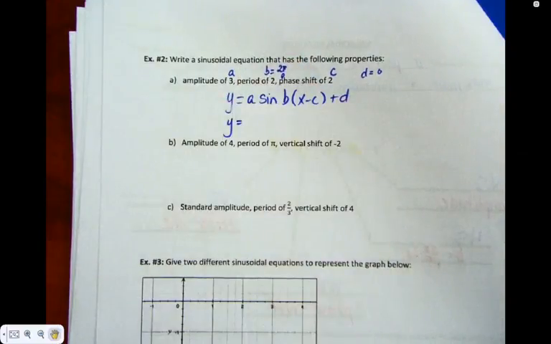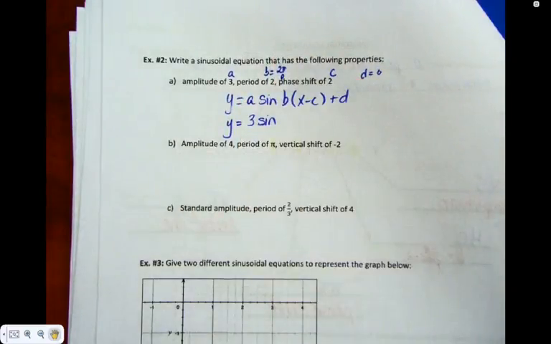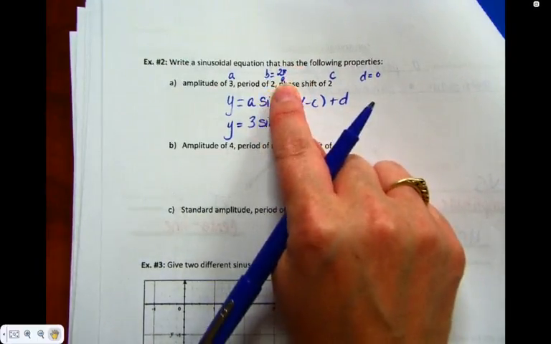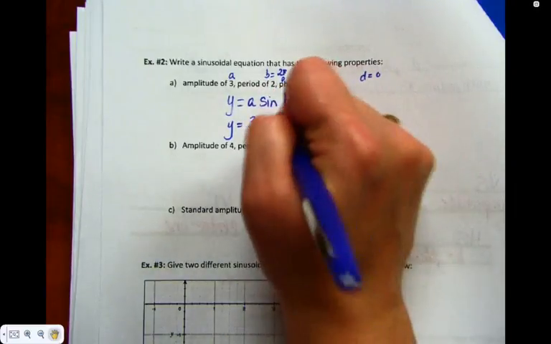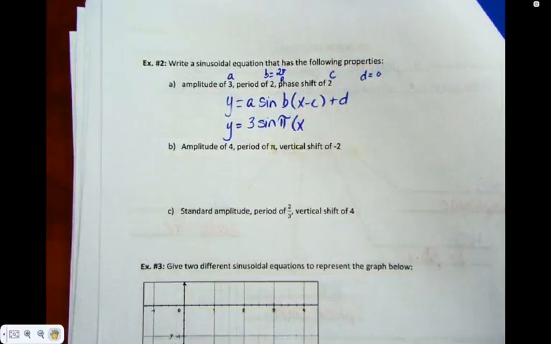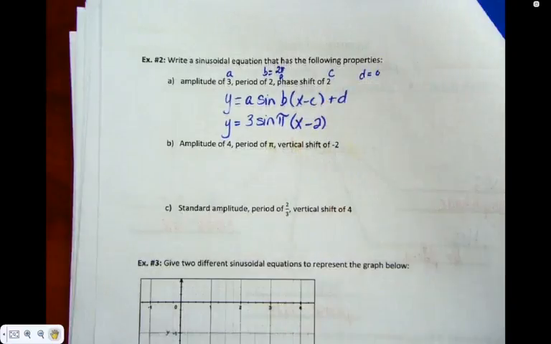Do we have an A value? Do we have an amplitude? Yes, what is it? So I'm going to put a 3 in front. Do we have a B value? Well, we've got 2 pi divided by the period, and the period they give us is 2. So 2 pi divided by 2, pi. We have a little pi tucked in there. Do I have a phase shift? And if it's positive 2, what happens in the equation? It goes to negative 2. There's an equation that has an amplitude of 3, a period of 2, and a phase shift of 2.